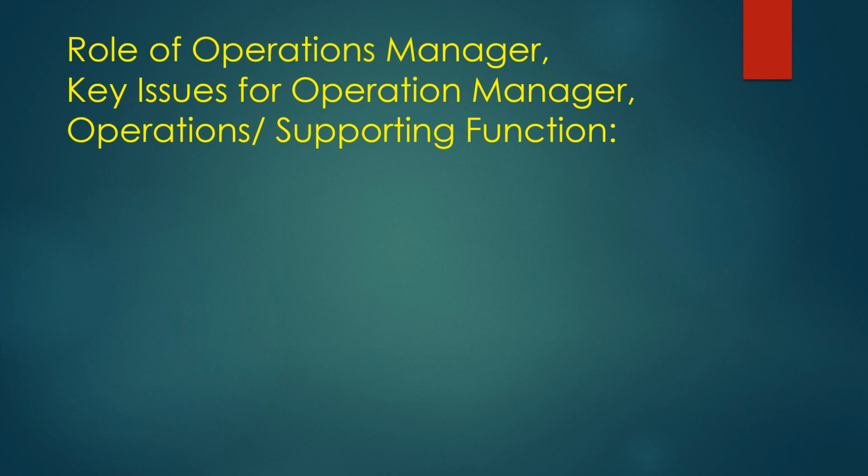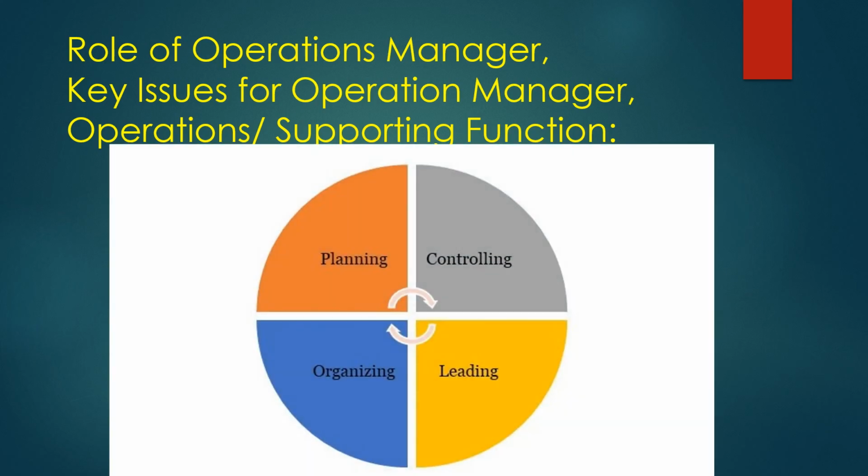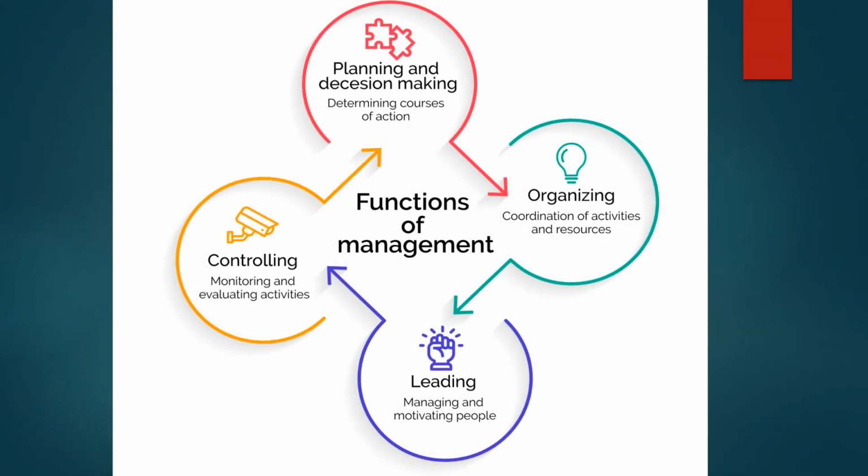Next, we have the roles of an operations manager, or key issues for the operations manager and the operations function. Basically, the functions, we know that there are primarily four functions: planning, controlling, leading, and organizing. Meanwhile, there are other functions we can consider in operations management. Planning is the primary function, and it involves decision making, which is determining the course of action.